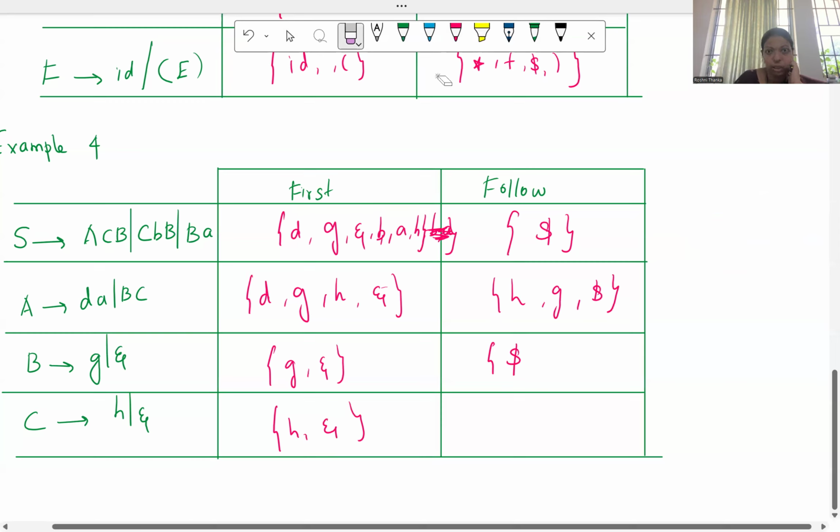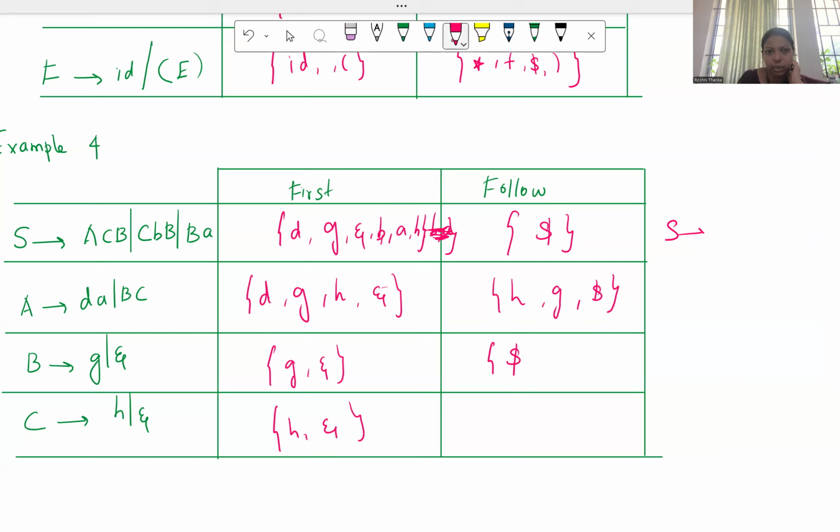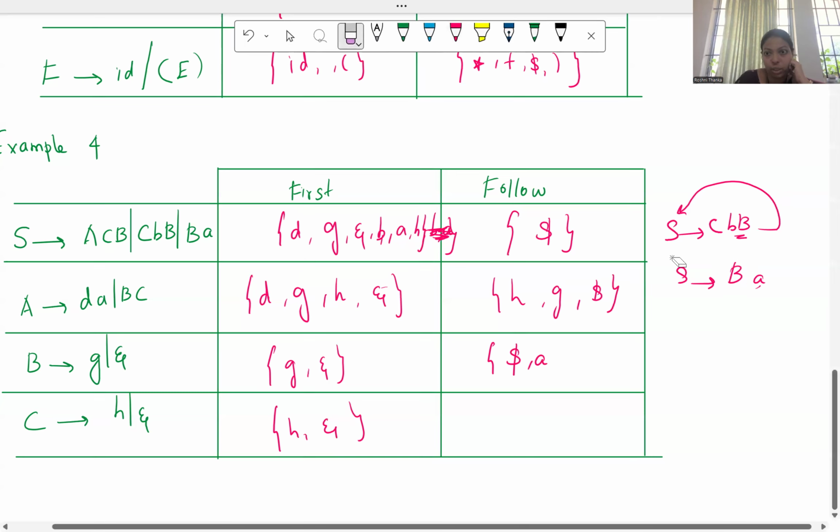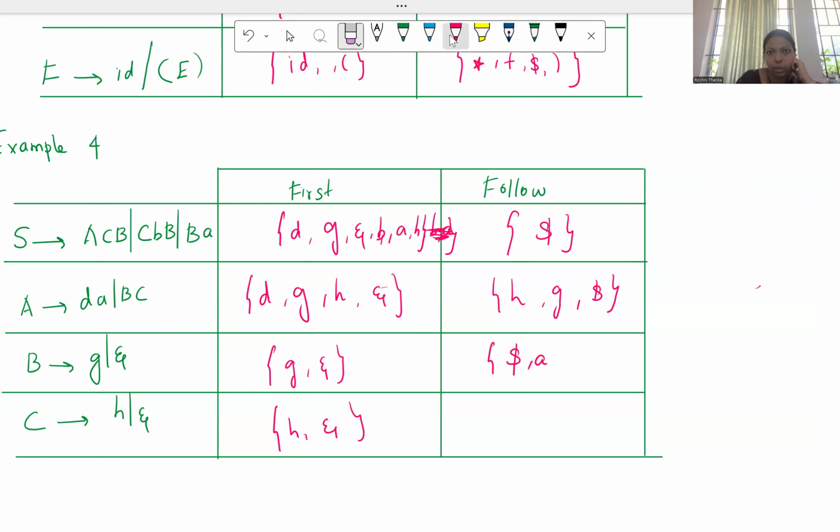So let us write this. It is S derives C B B. Here also after B nothing is there. So follow of S, dollar. Okay, let us write the next production. S derives B A. In this case, who is following the B? Small a. So I can write small a. Now again look at all the productions in the grammar. Do we have B anywhere else? Here also we have a B, right? So let us write that as well.